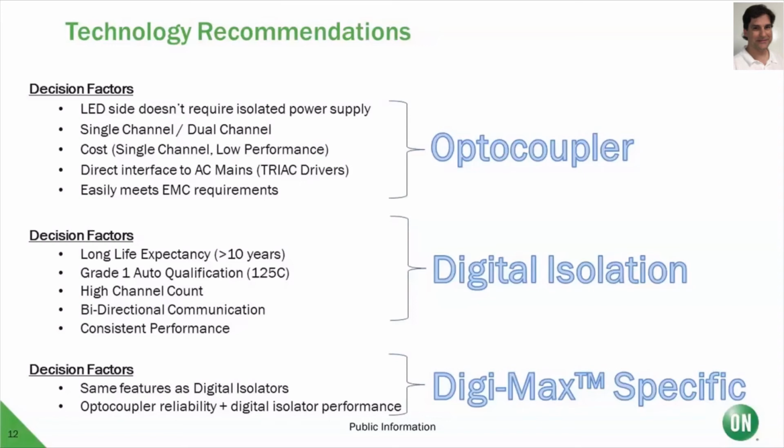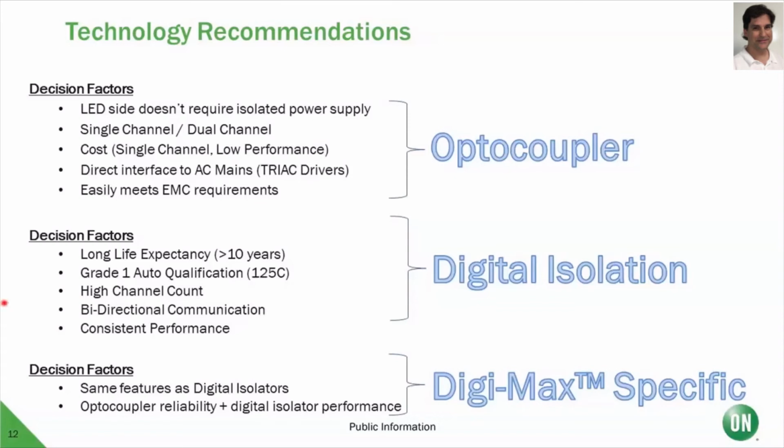For high channel count, digital isolators become cost effective when you can have up to 6 channels in one package. And the bi-directional communication, there are many more logic-to-logic devices available in the market in digital isolation compared to optocoupler technology. And of course, the consistent performance over temperature as well.